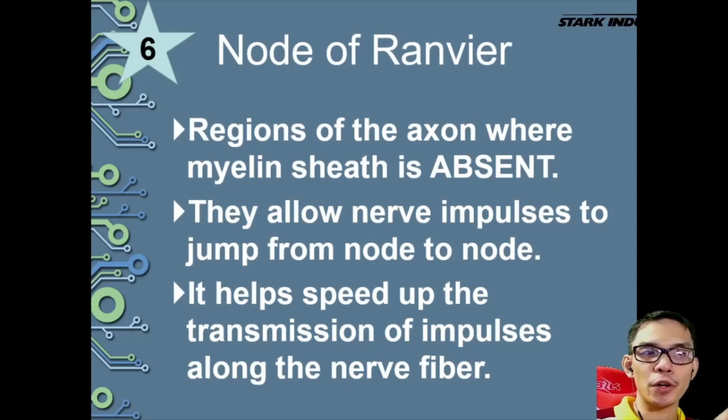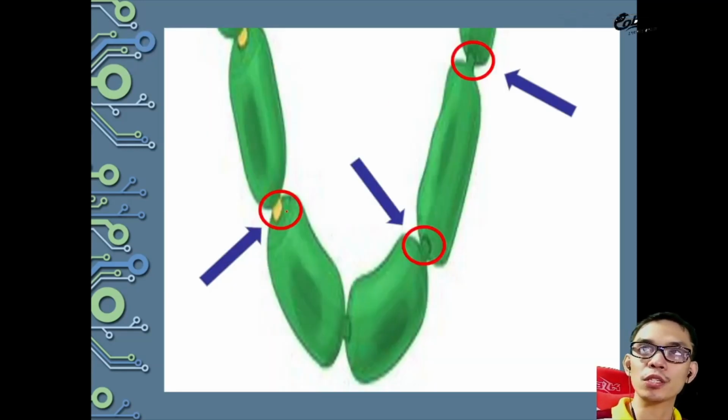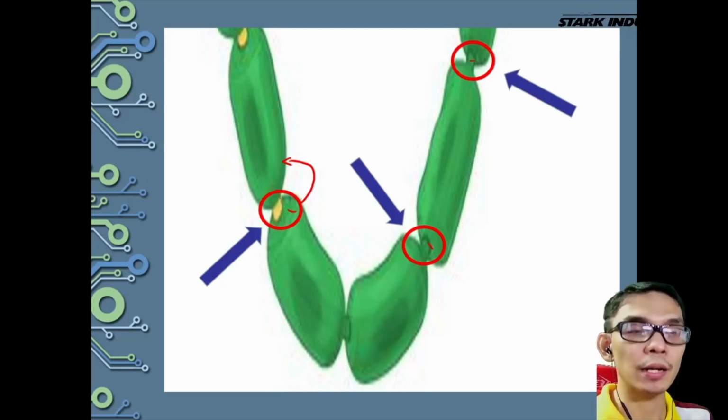So there's an advantage of having the nodes of Ranvier. They are located here, these nodes that you see, this one over here, and this one. The impulses will jump from one node to the other, promoting faster nerve impulse transmission.